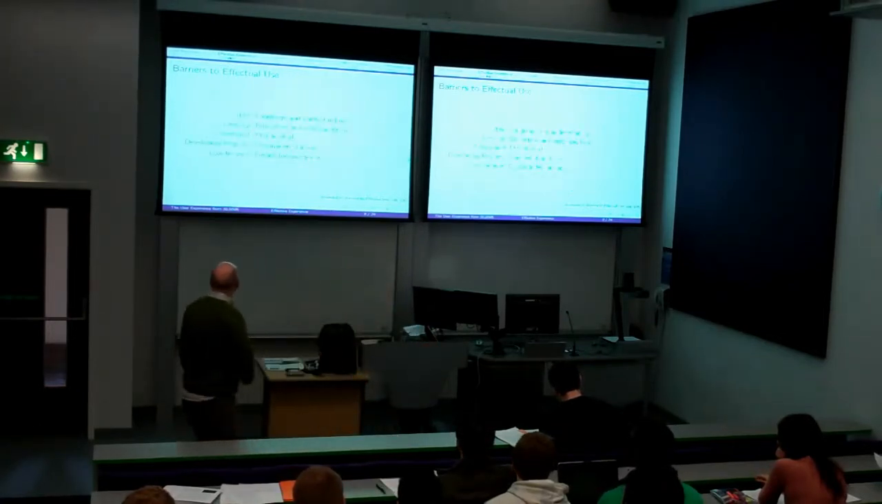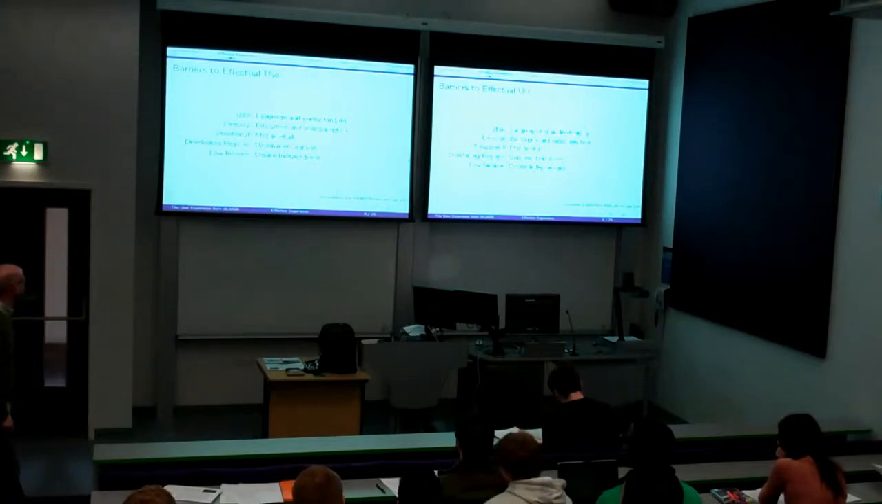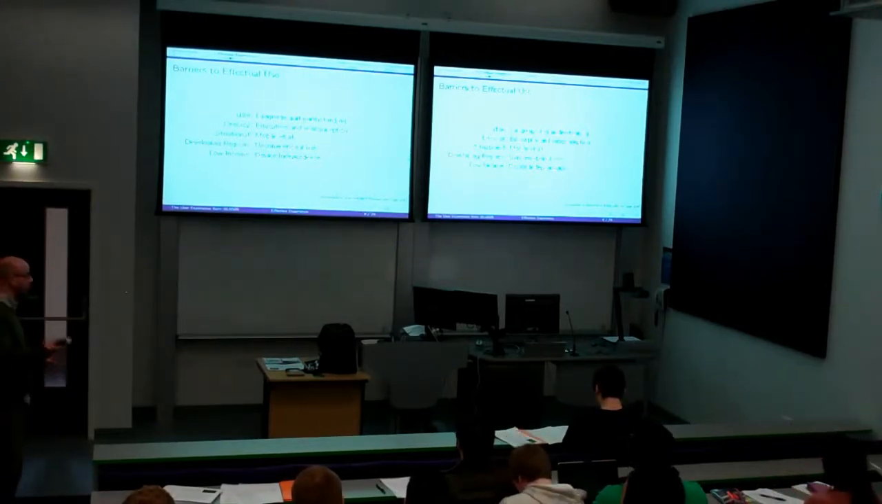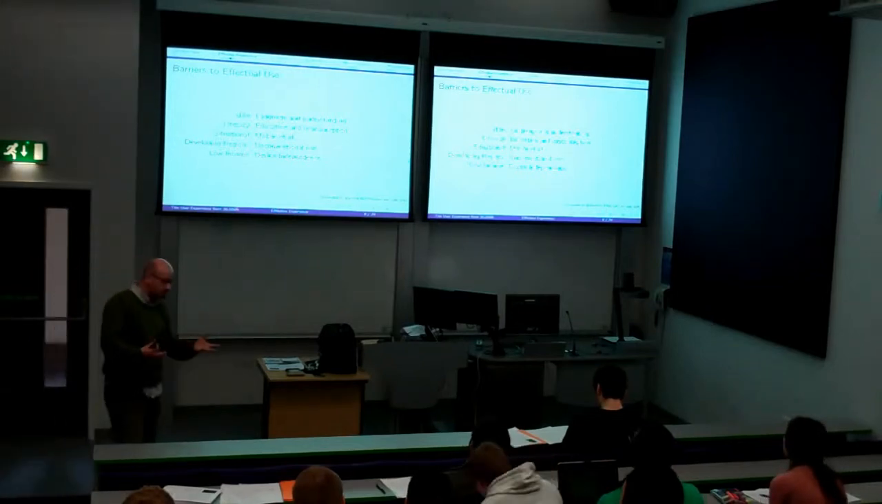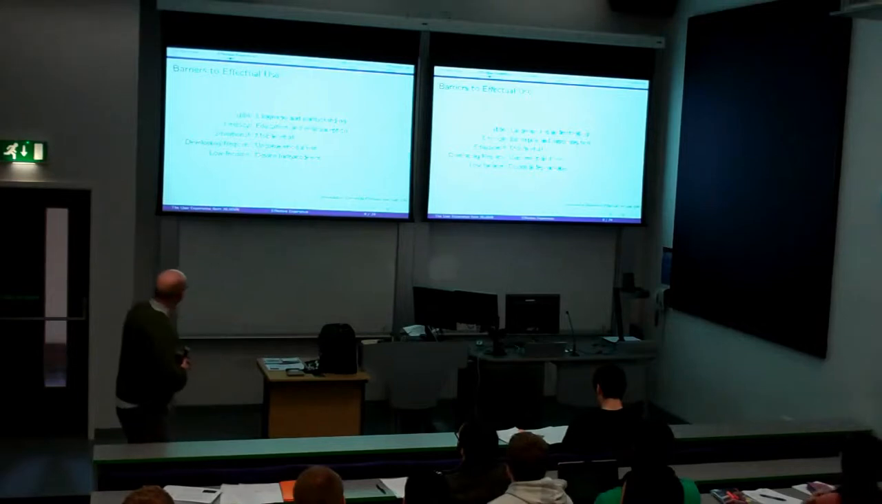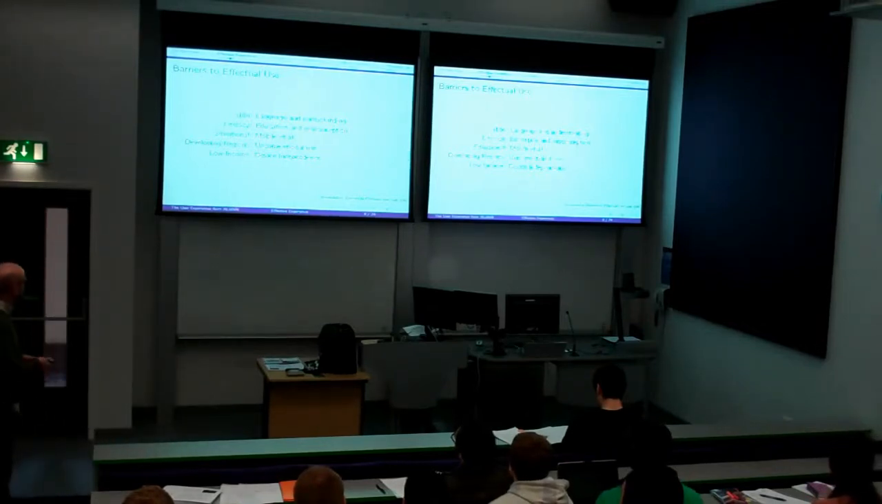Okay. So, barriers to effectual use. There's other barriers which we haven't covered, which also come into this category of effectual use. So there's this first one. What does that mean?